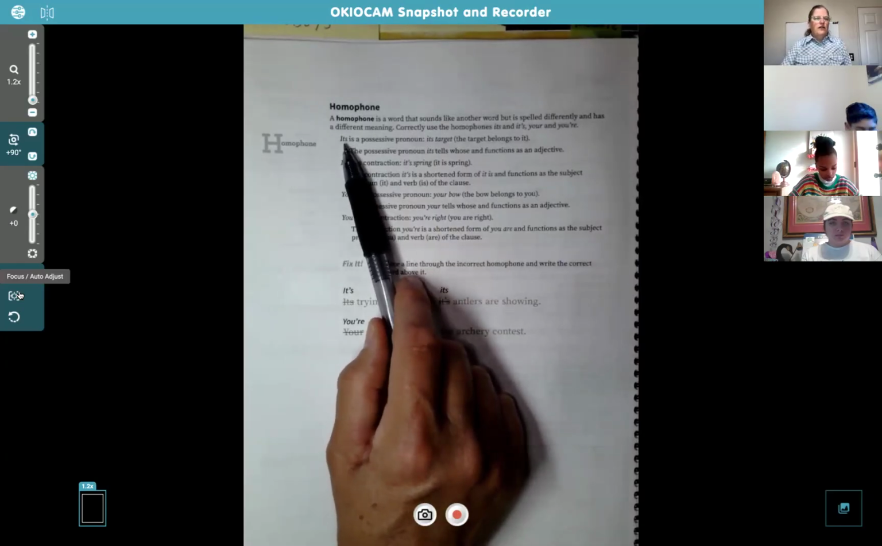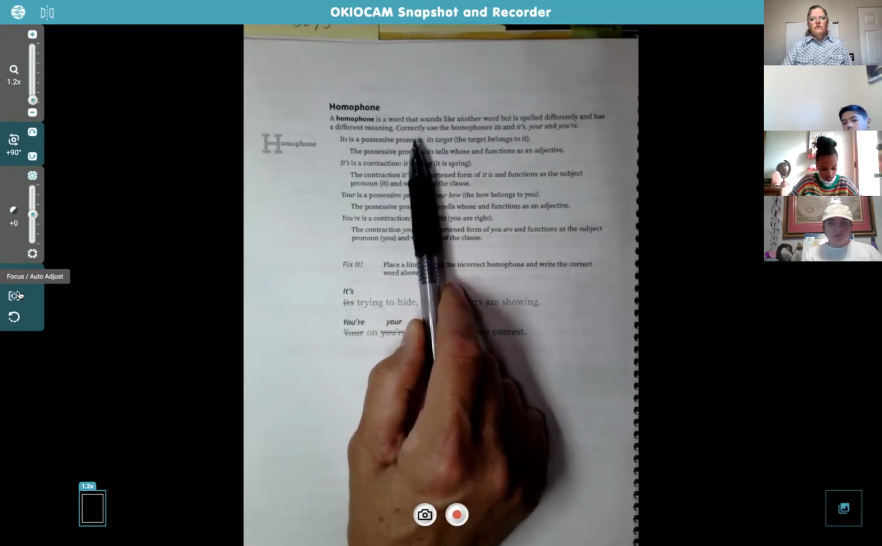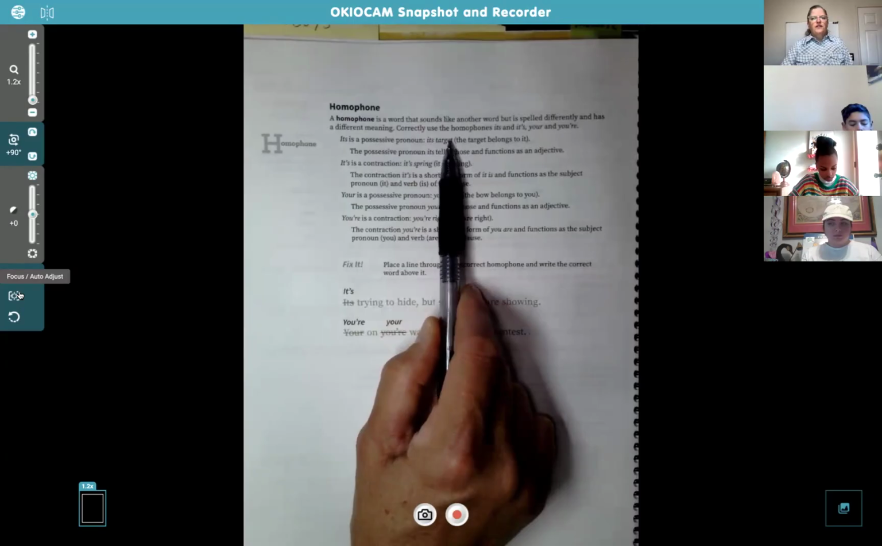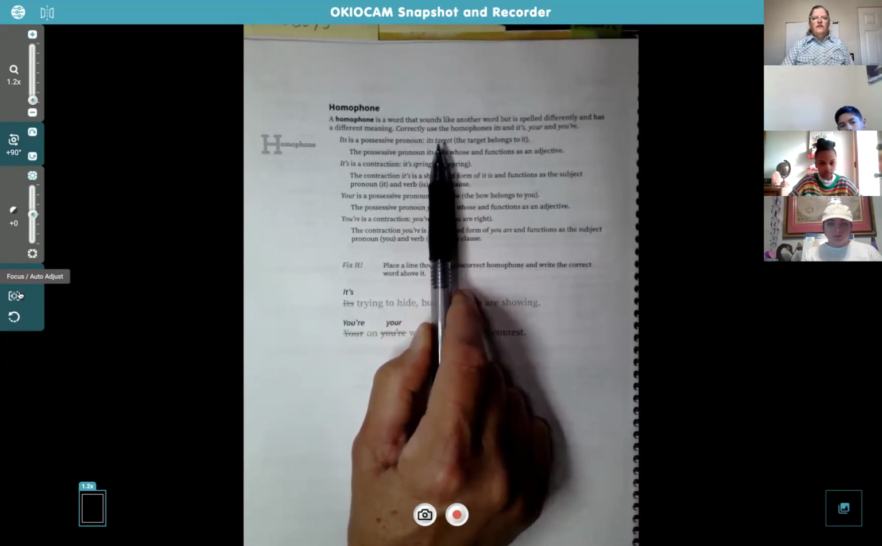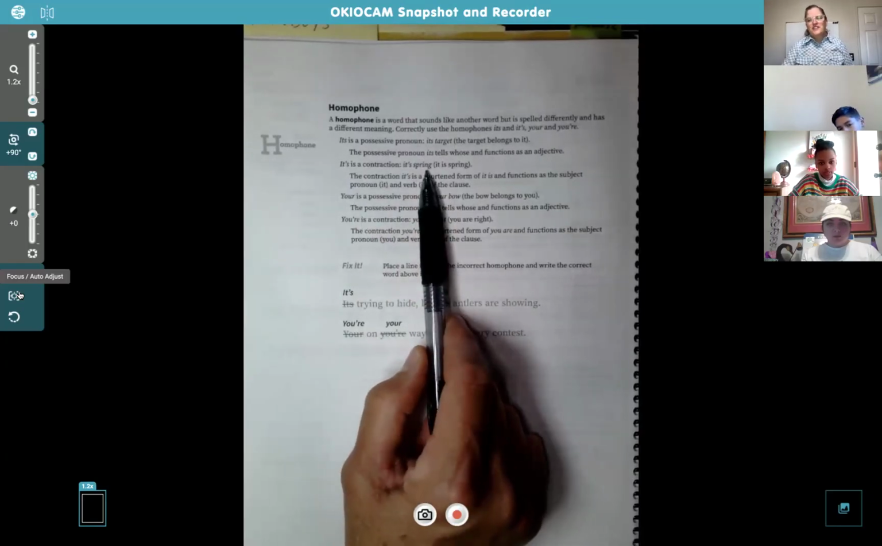So its without an apostrophe is actually a possessive pronoun. Its target, meaning the target belongs to it. This is the only time we don't have an apostrophe because, like, if I say Harmony's hat, I would put an apostrophe there, and the hat belongs to Harmony, right? But in this case, if it's it, there's no apostrophe when it's possessive, because when there is an apostrophe, we know that's a contraction, right?